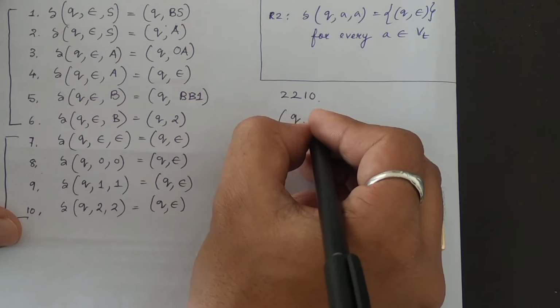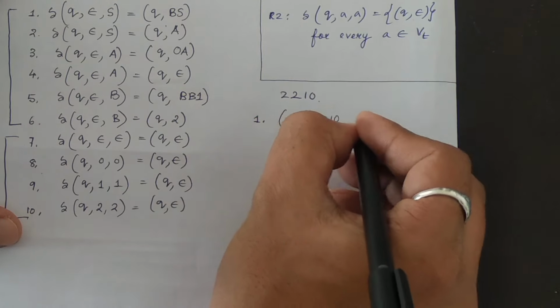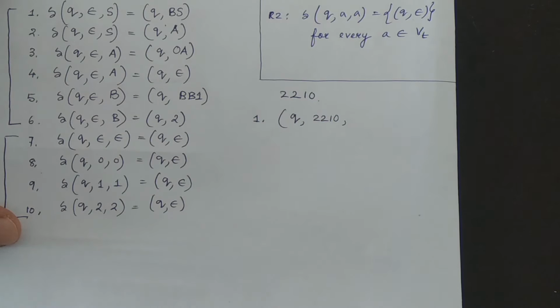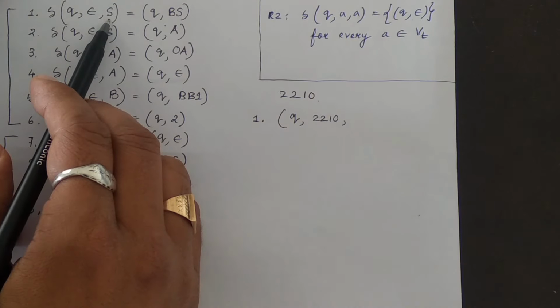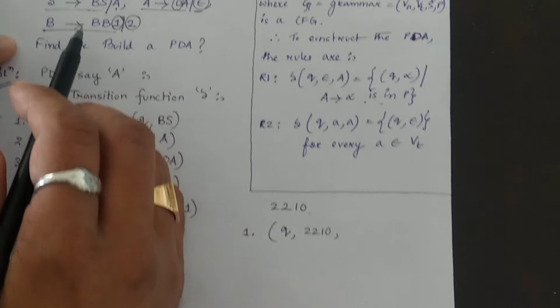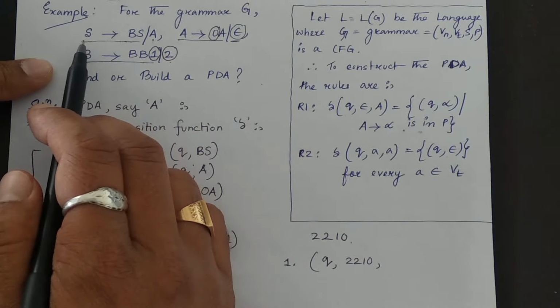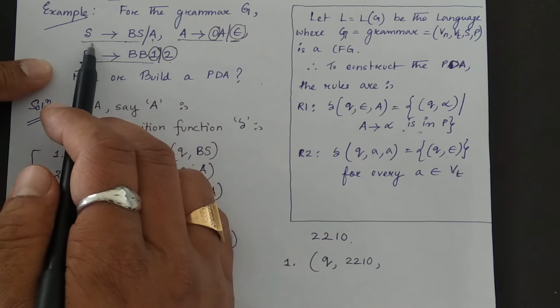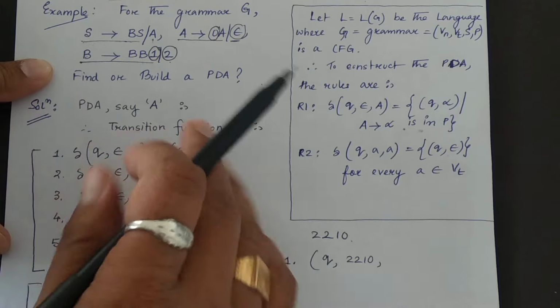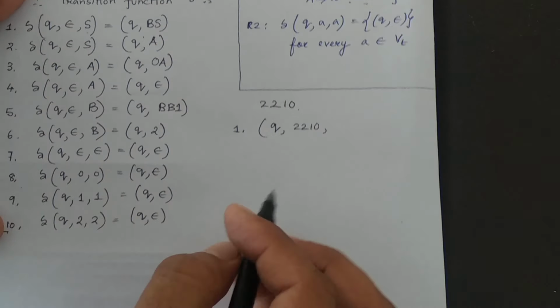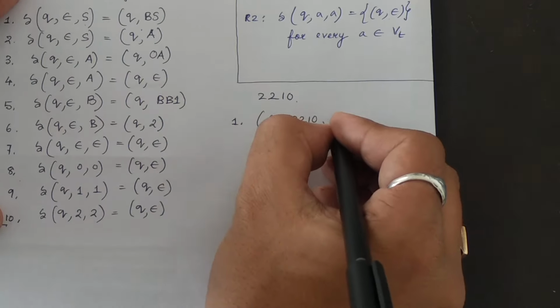Clear? So the first step that I am going to take is, the initial state is Q. What is the string that I am reading? 2210. And what is the first top of the stack that I am going to deal with? It is S. Clear? Because S is the only symbol with which you start off the productions. S is the starting non-terminal, right? So with S you have to start off the process.